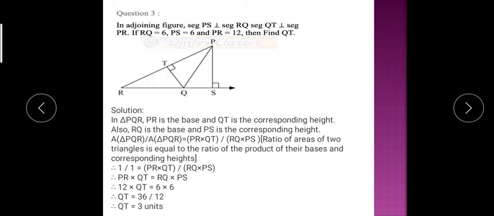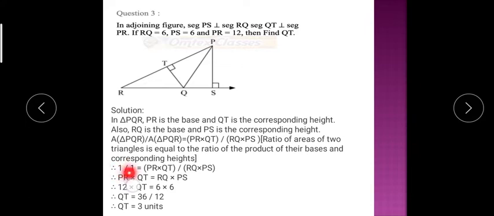Now, the triangle PQR has two heights, and therefore the ratio of areas is area of triangle PQR divided by area of triangle PQR is equal to, first you take QT into PR, because when QT is height, PR is the base. Then when PS is height, RQ is the base. And the area is the same, because it is the same triangle, therefore it is 1 by 1, equal to PR into QT upon RQ into PS.